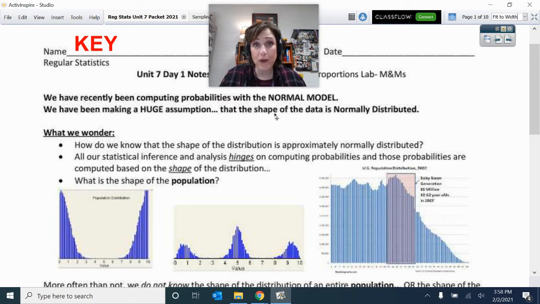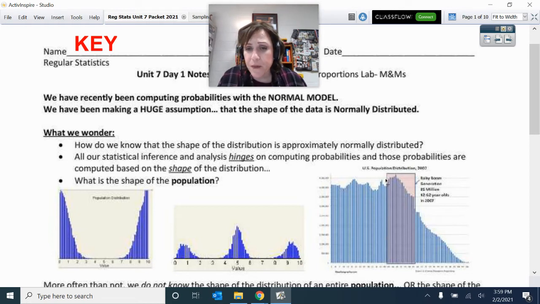That is, we've just gone about life saying, hey, everything is normally distributed. Let's do z-scores and normal model math. Well, that's a big deal that we just kind of skated over. How do we know that the shape of a distribution is approximately normal? How do we know what the population set of data looks like? It could look something like these pictures down here.